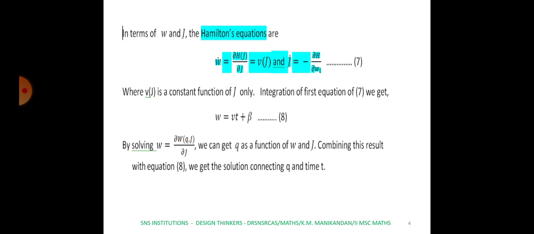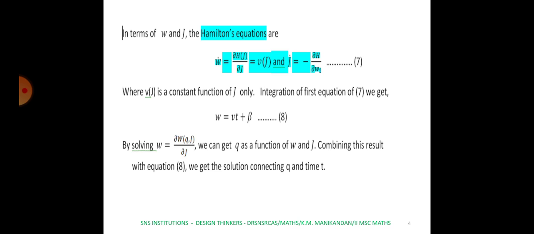So generally we know that if q and p are the generalized coordinate and generalized momentum, the Hamilton equations are q dot equal to partial H by partial p_i and p dot equal to minus partial H by partial q_i. That formula we have applied for the angle variable w and action variable J. Now here v of J is a function of J only. Now we are integrating the first equation of 7 with respect to t.